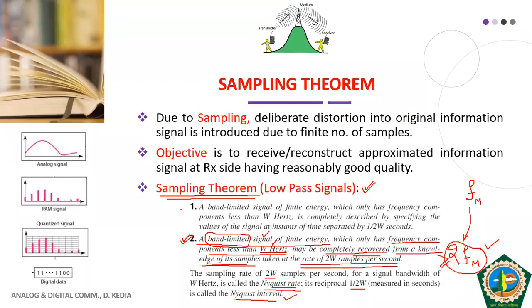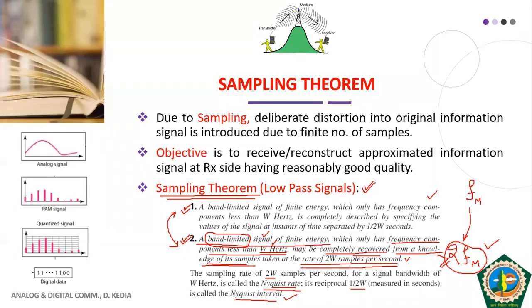Fine. Now the statement number 1. Statement number 1 is the same as statement number 2, and both are equivalent. Statement number 2 was in the frequency domain, whereas statement number 1 has been explained with respect to the time domain.